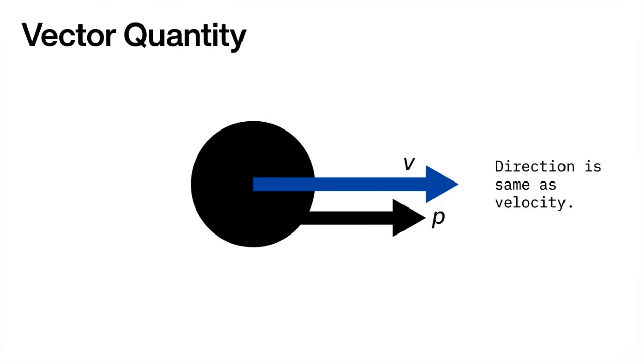Momentum is a vector quantity, which means it has both magnitude and direction. In this case, the direction of momentum is the same as the direction of velocity, which is shown here by the arrows. The arrow labeled v represents velocity, and the arrow labeled p represents momentum. Both point in the same direction, indicating that momentum follows the direction of the object's velocity. This relationship helps us understand how momentum behaves when an object is moving.